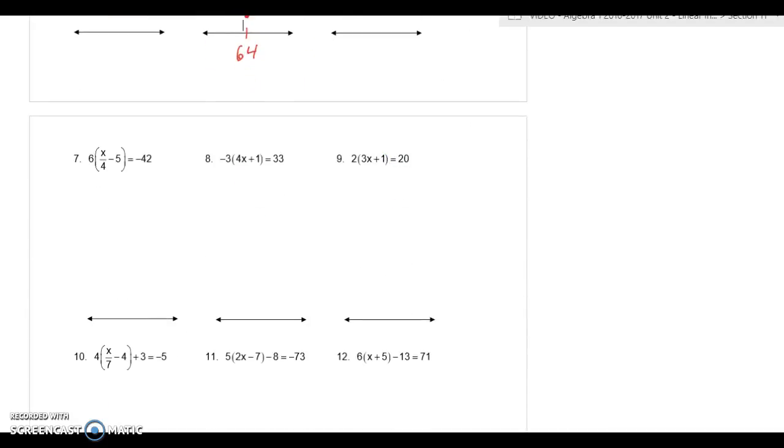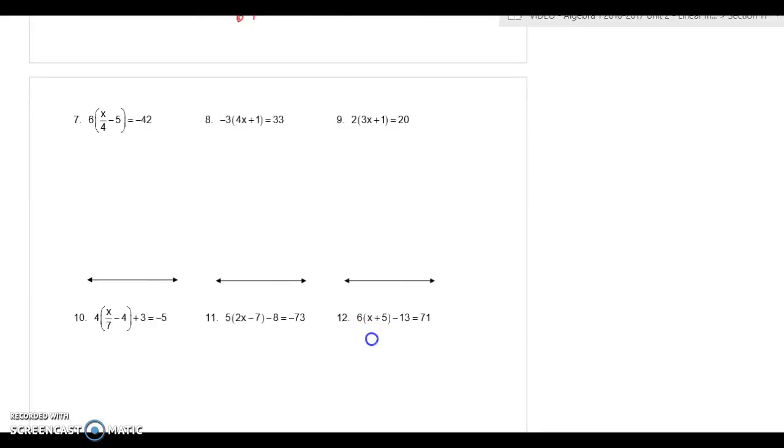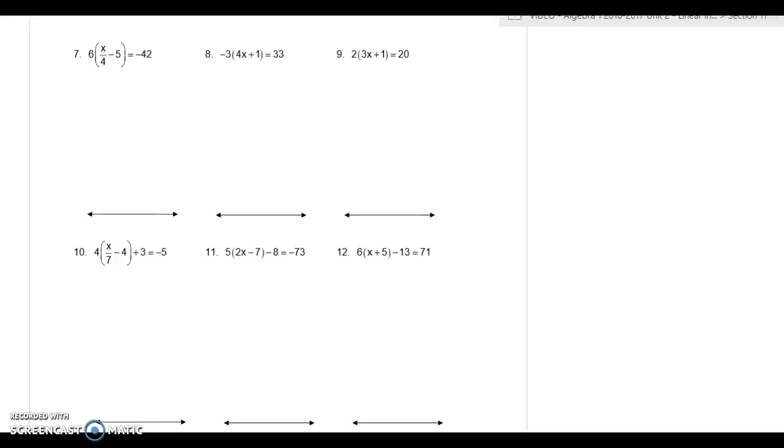All right, let's pick out a good one here. How about number 10? Number 10, we have 4 times quantity x divided by 7 minus 4 plus 3 equals negative 5. First thing I'm looking for, I do have parentheses here. So now I'm looking for things on the outside. And I'm seeing 2 things on the outside. We've got this 4 and this 3. And we want to get rid of both of those before we start dealing with the inside of the parentheses.